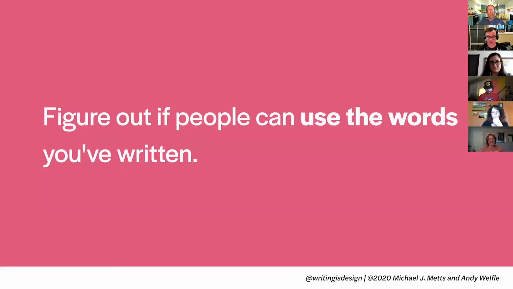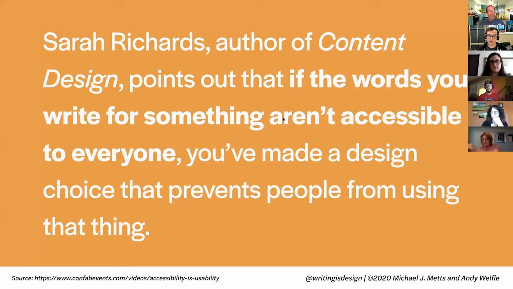So something you want to do is figure out if people can use the words you've written. There are lots of ways to do that. There's prototyping words, there's user testing it. Sarah Richards, the author of Content Design, if anybody's read that book, a really, really good book, says that if the words that you write for someone aren't accessible to everyone, you've made a design choice that prevents people from using that thing. One of her things that she says is, it's not dumbing something down by making it accessible. It's opening it up, which is really a powerful thing to think about.